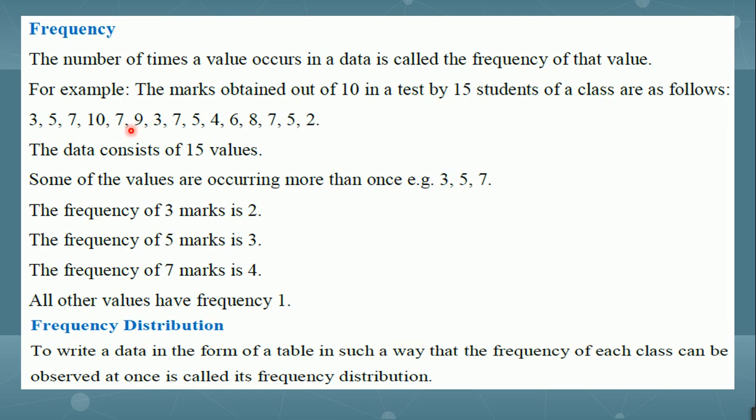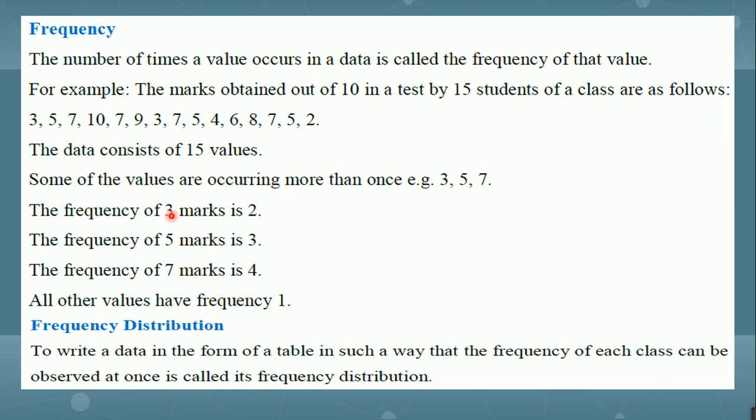If you arrange the given data in ascending or descending order, then it will be easier for you. And 5 is occurring 3 times, first time, second time and third time. And 7 is occurring 4 times, first time, second time, third time and fourth time.